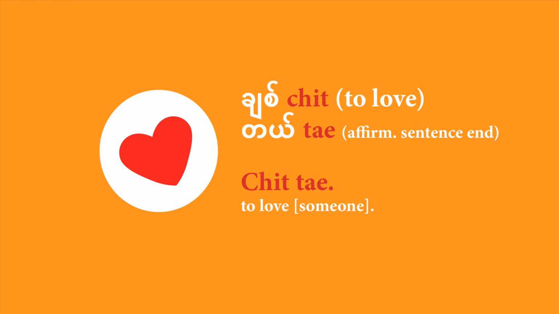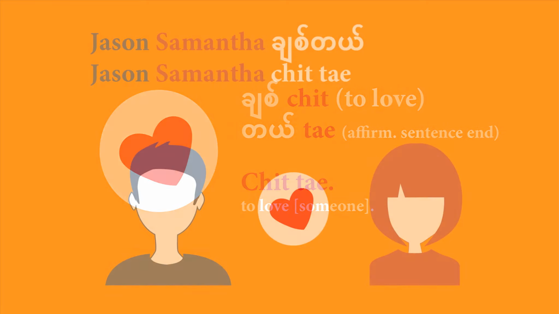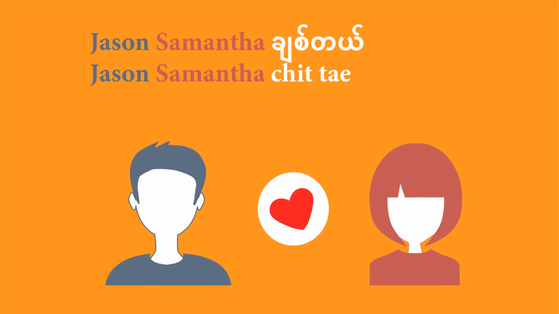De is the affirmative sentence end. So chit is how you say to love someone. Just like the phone call situation, if you say Jason Samantha chit, nobody knows if Jason is falling for Samantha or Samantha is falling for Jason.